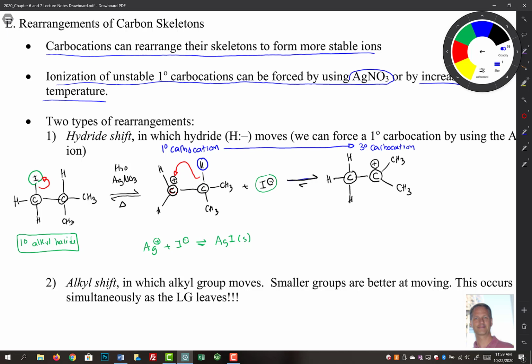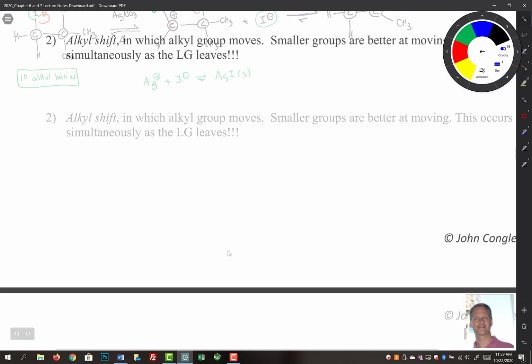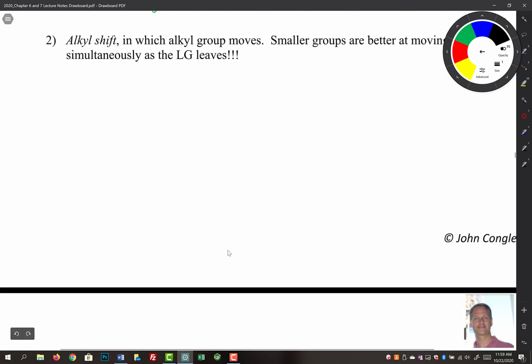Now, what about an alkyl shift? Well, alkyl shifts are just permutations of what we just saw. So let's take a look at what an alkyl shift looks like. We'll have a CH2 carbon with an iodo group, and then over on this other carbon, I want to put a CH3, and then another CH3, and another CH3. So we'll put a total of 3 on that carbon. That carbon right here is going to have 3 CH3s on it.